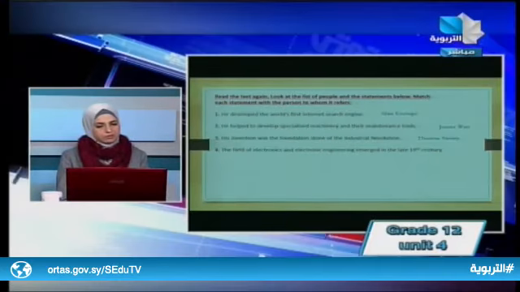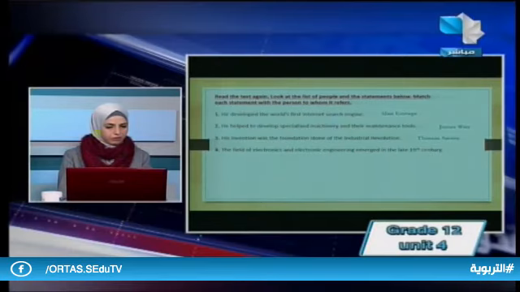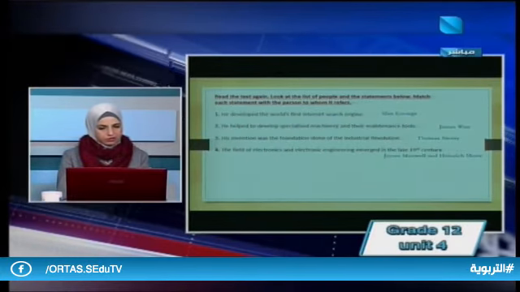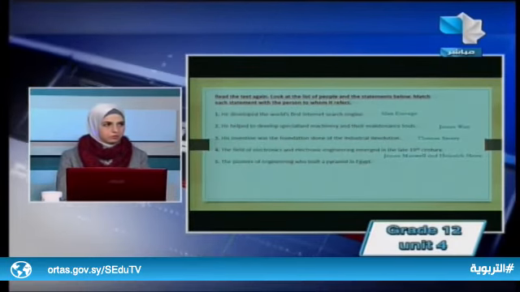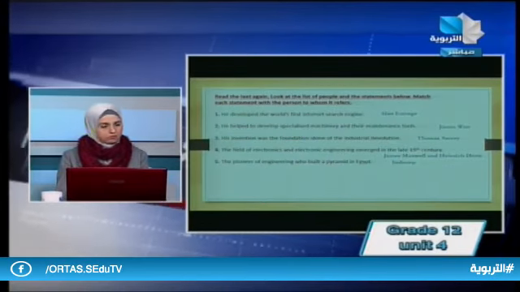It was by James Maxwell and Heinrich Hertz. And the last one, the pioneer of engineering who built a pyramid in Egypt, he was Imhotep. He is the pioneer of engineering, civil architecture, exactly.